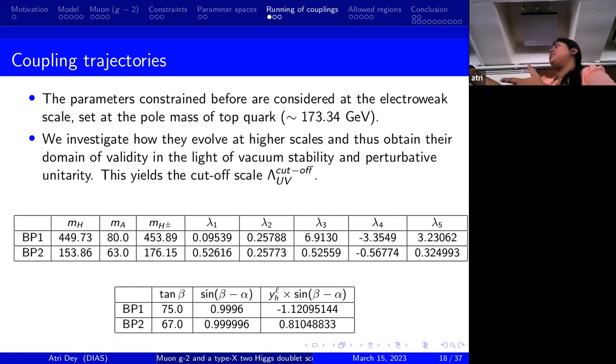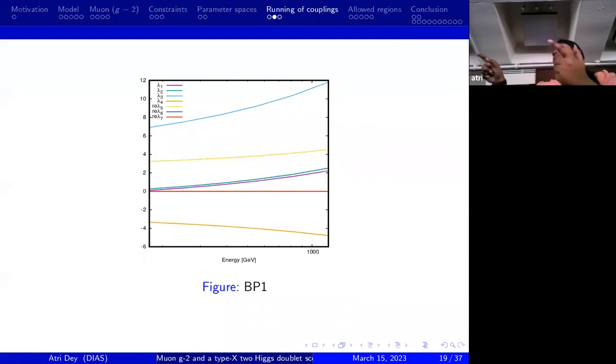So, depending on these things, the lambdas are calculated at the electroweak scale. Then we evaluate the lambdas with energy. We can see that for BP1, as our heavy Higgs mass is large, lambda 3 starts from a larger value at the electroweak scale. That's why this point can sustain perturbativity only up to 2 TeV. After 2 TeV, the perturbativity of this theory for this particular benchmark point breaks down. So for BP1, our lambda UV cutoff is at around 2 TeV.